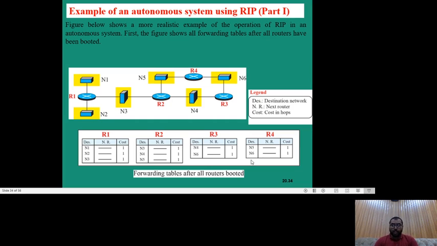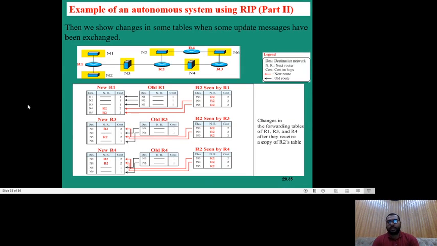Now when the neighbors receive information from their respective neighbors, the table entries will be updated from time to time. So now you see, the old forwarding table or routing table for R1 was this.